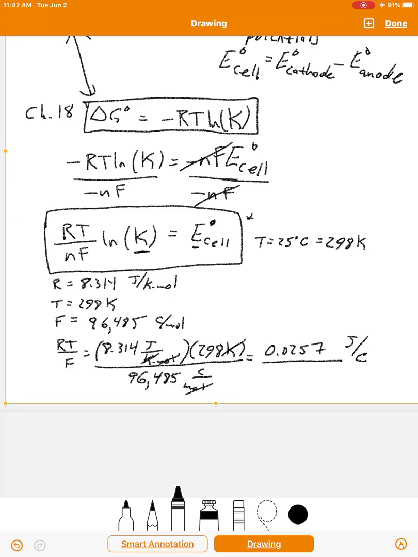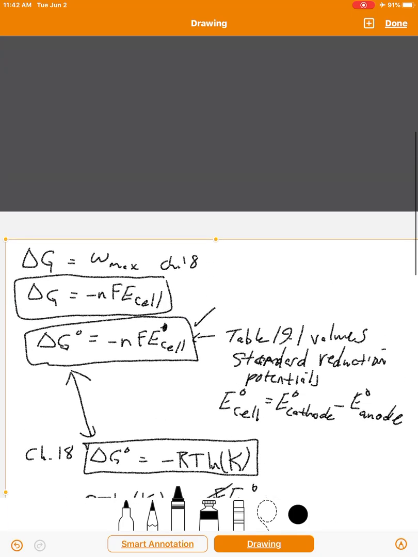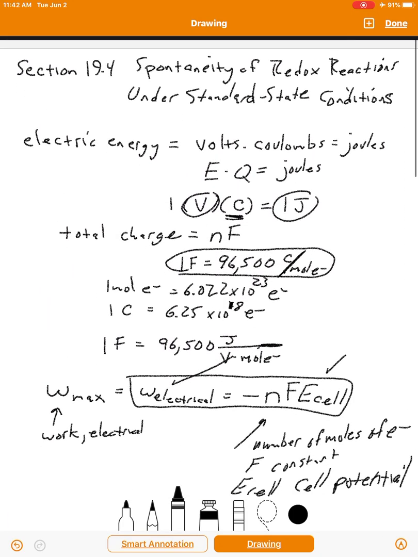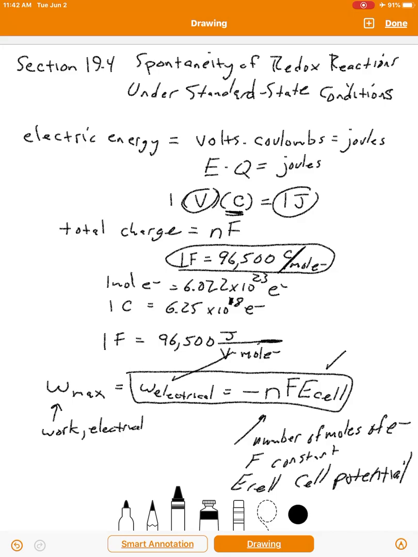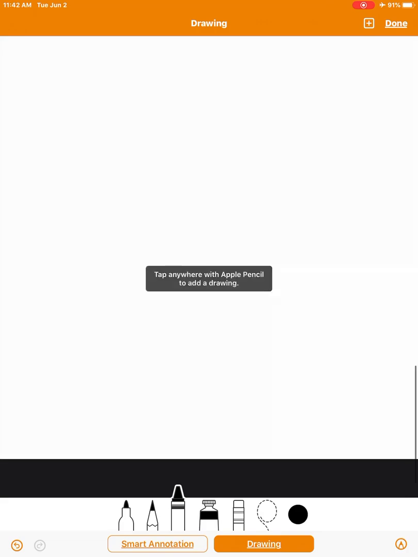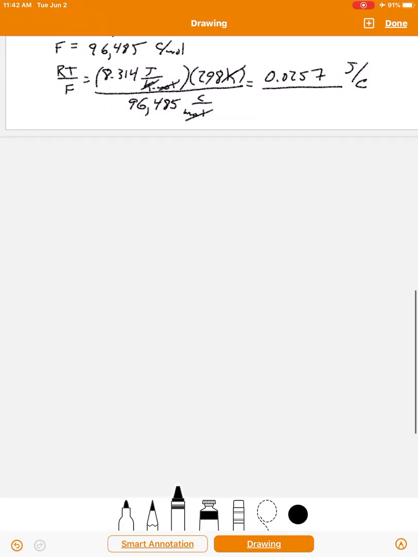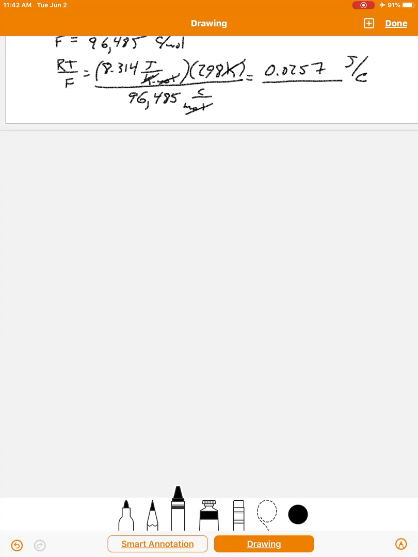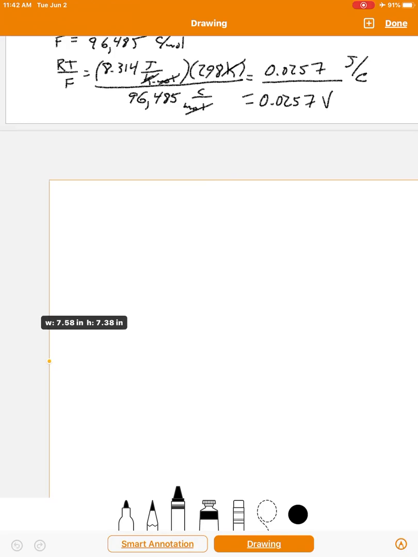Now the thing about the units is that a joule per coulomb, coming back to our units up at the beginning: if you take joules and divide by coulombs, 1 volt is the same as a joule per coulomb. So now I can come back over here. This would be 0.0257 volts. Isn't that interesting? It comes out to volts. RT over F is in volts.